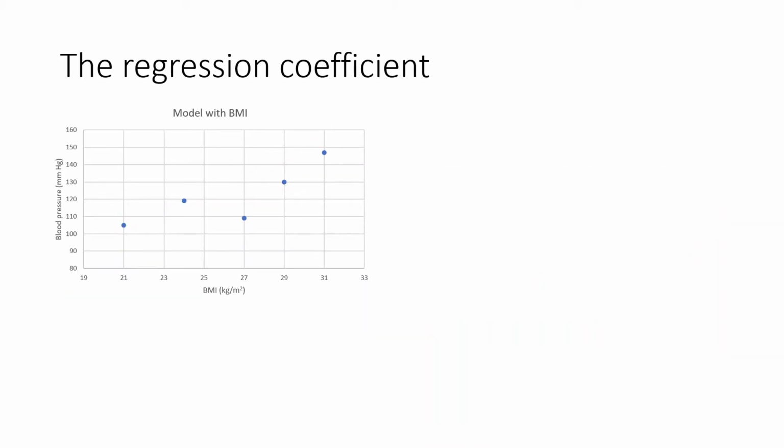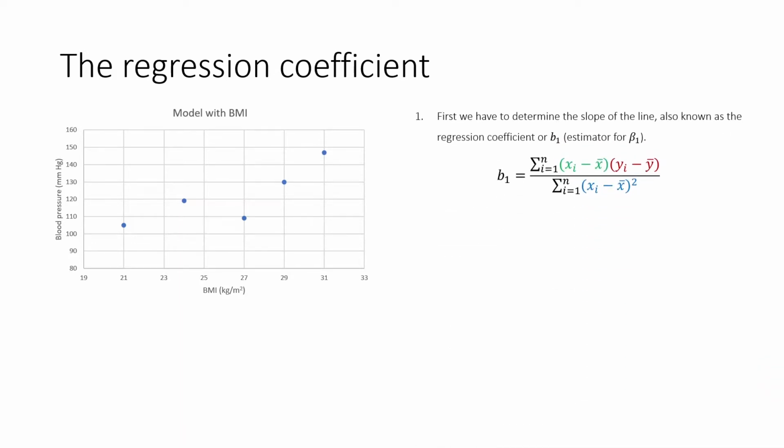The first thing that we'll have to do is determine the slope of our line. The slope of our line is called our beta 1, or our regression coefficient. And beta 1 is estimated by B1, and B1 is calculated with the following formula. This may look a bit daunting, but we'll get into what everything means. Basically, a lot of things are things that we've seen already.